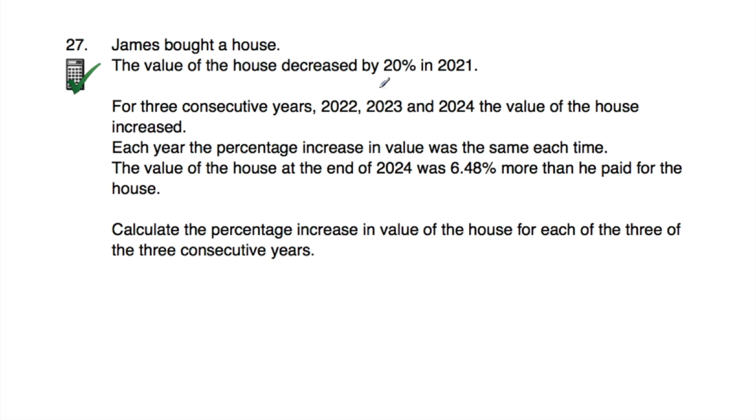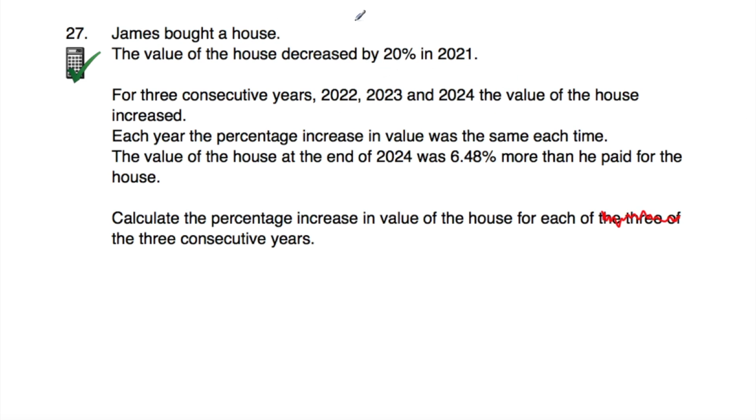So for instance, if it went up by 5%, it went up by another 5% and another 5%. And then we're told the value of the house at the end of 2024 was 6.48% more than what he paid for it at the beginning of 2021. And then we're asked to calculate the percentage increase in the value of the house for each of the 3 consecutive years. So what did it go up by in each of these years?